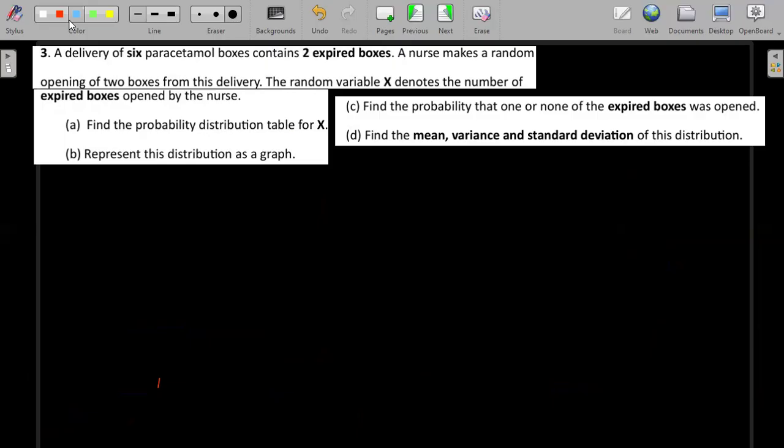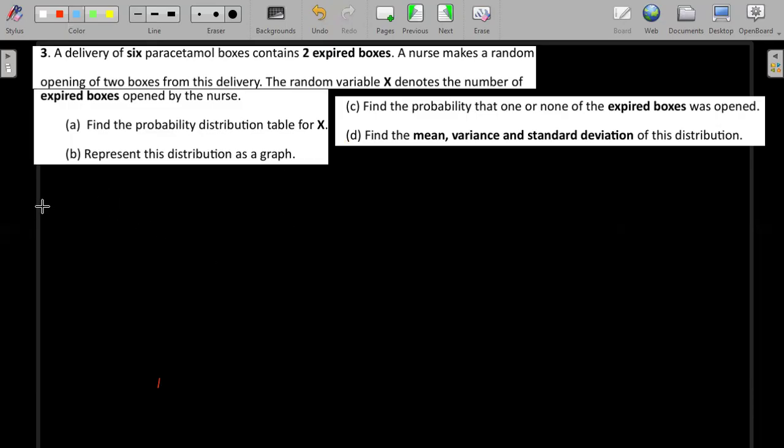Why is it a hypergeometric distribution? It's because the nurse selects the boxes without replacement. When the nurse selects one box, she won't put back that box. She'll just open it. So the nurse selects the boxes without replacement, so it's going to follow what we call the hypergeometric distribution.